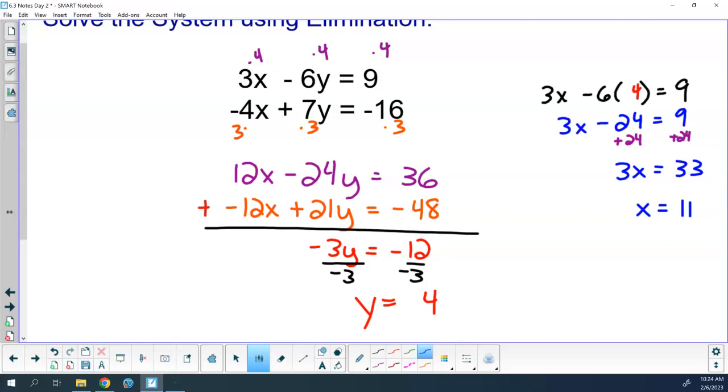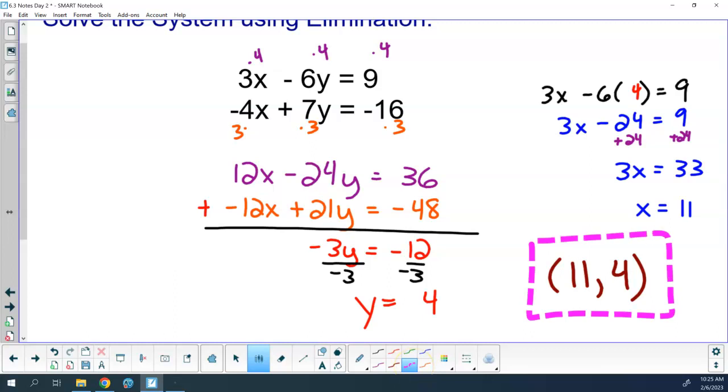Yes. Negative 44 plus 28 would be negative 16. Answer: 11, comma, negative 4. Agree?